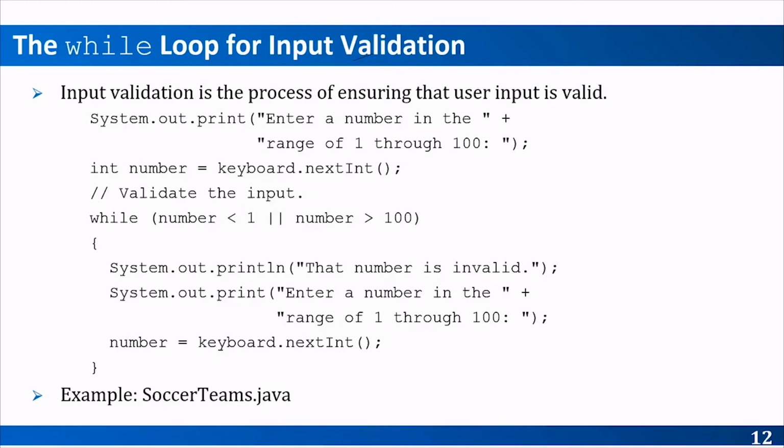So input validation is to try and ask the user any number of times, as long as the user is entering an invalid input, until the user enters a valid one. Here's a very simple example. Enter a number in the range of 1 through 100. So I'm asking you to enter this. Then using my keyboard, the scanner, I'm going to use nextInt to get the number and store it in the variable number. This is where I'm storing this.